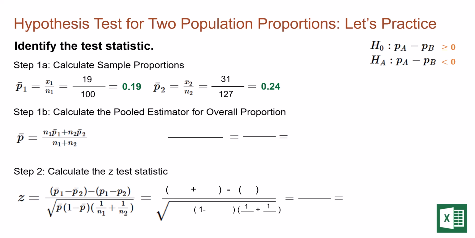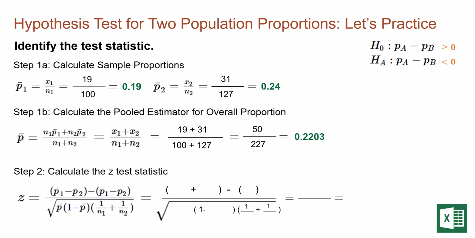In step 1B, we're now going to calculate the pooled estimator for the overall proportion. However, instead of using this formula that calculates X for each sample in the numerator, we can use this simplified formula for the pooled estimator. We're going to go ahead and plug in 19 and 31 in the numerator for X sub 1 and X sub 2, and 100 and 127 in the denominator for N sub 1 and N sub 2. Do that addition, and we get 50 and 227. Now we're going to go ahead and do that division, and we get 0.2203.